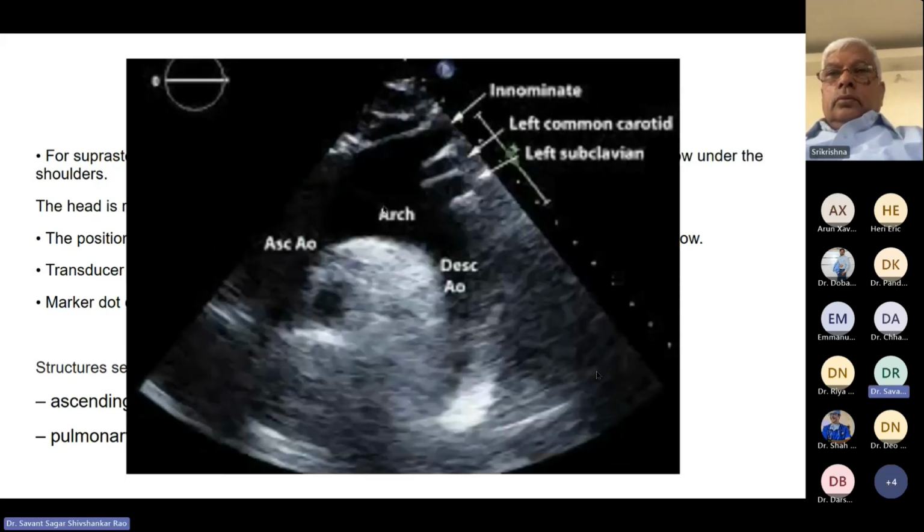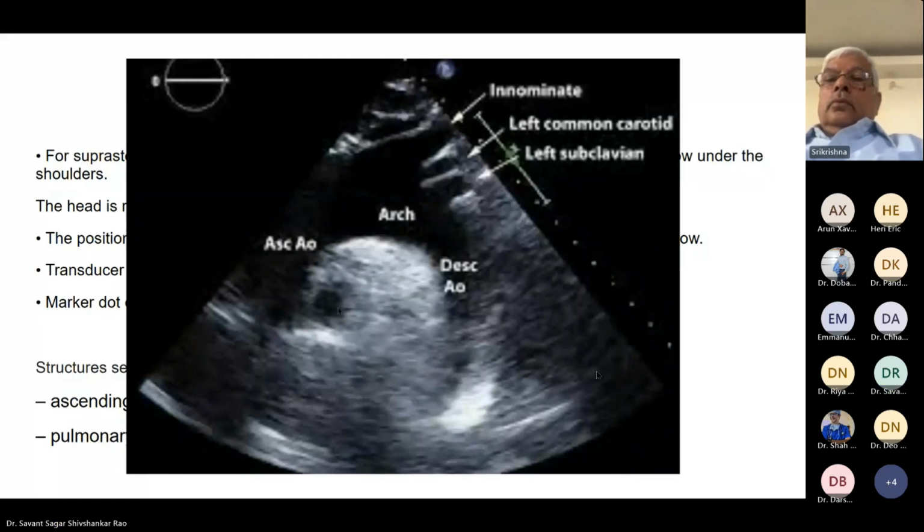So this is the suprasternal view, through which we can see the ascending aorta, arch, and descending aorta with its branches: innominate, left common carotid, and left subclavian. In the center of the arch, that is the pulmonary artery, which we can see. This is the view which is helpful in diagnosing the aortic dissection flap to assess its extent, whether it is a type A or type B aortic dissection. And this is also the view through which we can assess the patent ductus arteriosus.